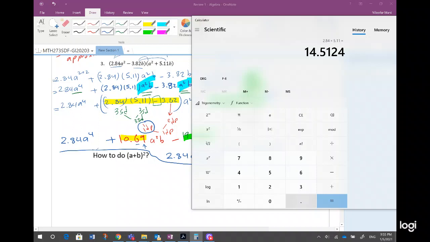So I round to 1 decimal place, but I don't round the other number, I just use the same number. Minus 3.82, and this is 10.69, which I round to 10.7. I round to 10.7, and then that's it.